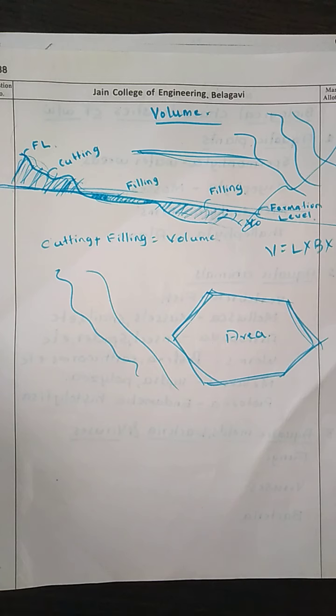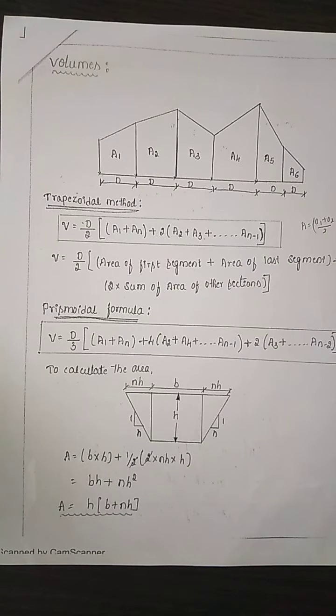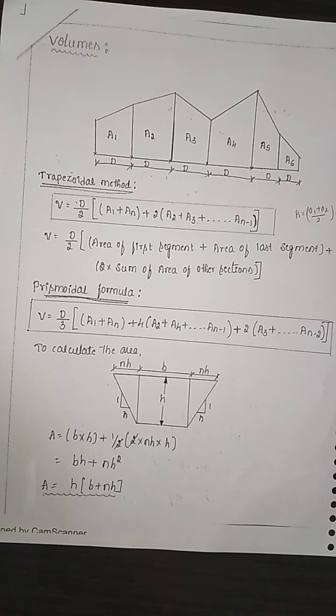For that purpose, we need to find out the volume of the material that has to go either in cutting or in filling. Okay, so this is regarding your volume aspect. Now we are going to solve problems on volumes based on two basic methods: one is the trapezoidal rule, and the other is the prismoidal rule.